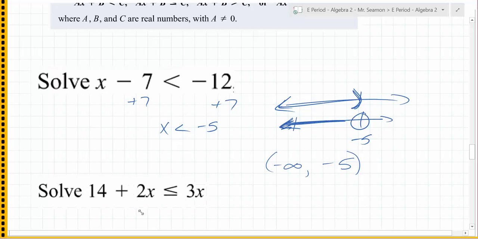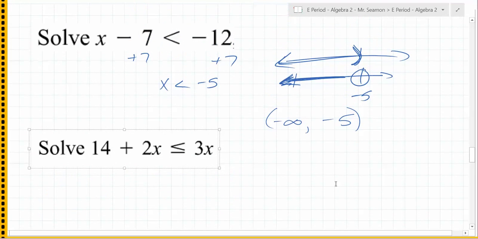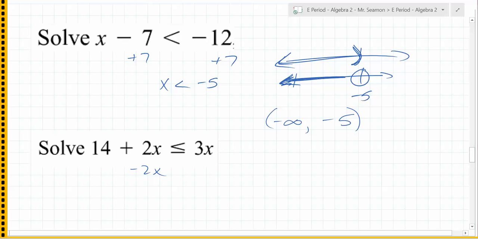What about this one right here? What would you have to do? What do you want to do to both sides first? Harrison, what do you do first? Subtract 2x. I like subtracting 2x. So we're just going to subtract 2x from both sides. The rules are essentially the same as equality, right? What you do to one side, you have to do to the other. So what do you get? 14 is less than or equal to?